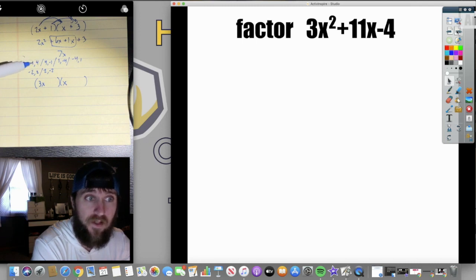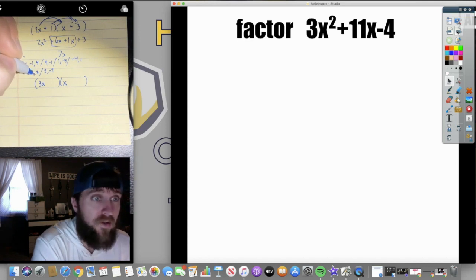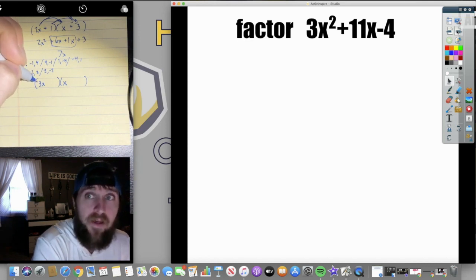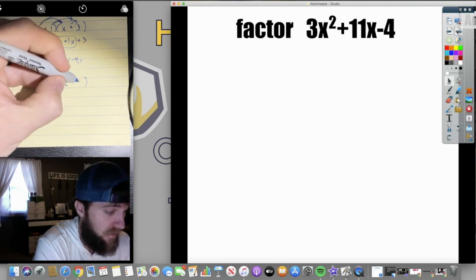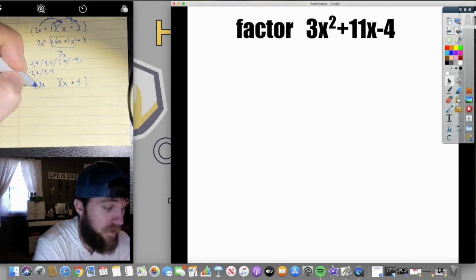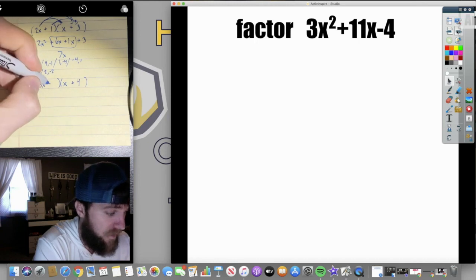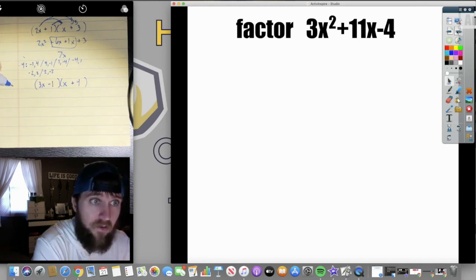4's and 1's. If I take the 3 times the 1 and the 4 times the 1, that's only going to give me either 7, negative 7, 1, or negative 1. We're looking for 11. So with practice, you'll get a little bit better at this, but I know I want to get a big positive number. So I'm going to take 3x and positive 4, which is going to leave me with the negative 1 being here. And we can check it real quick.